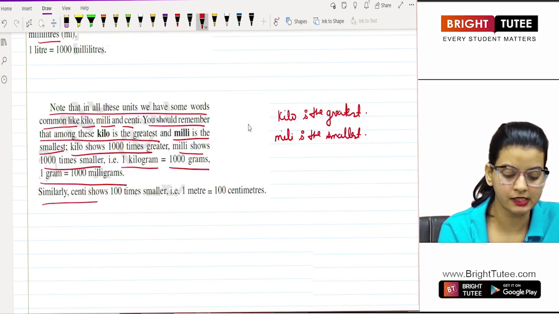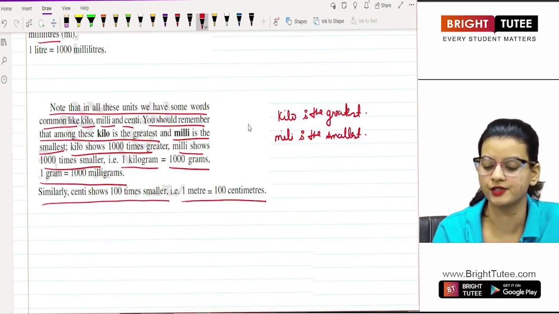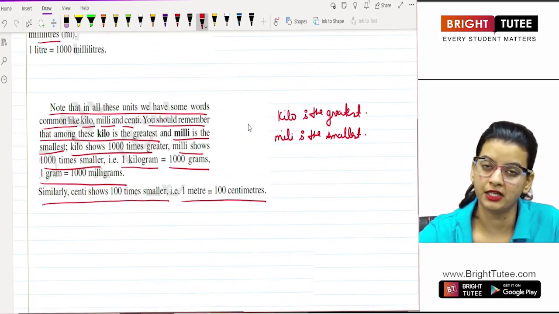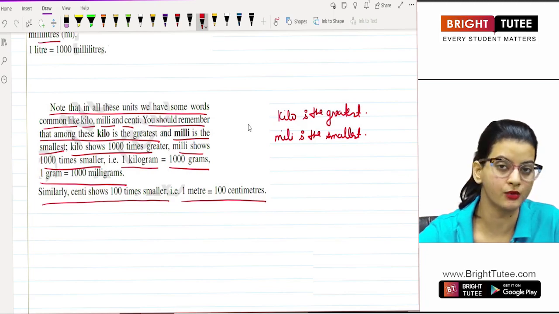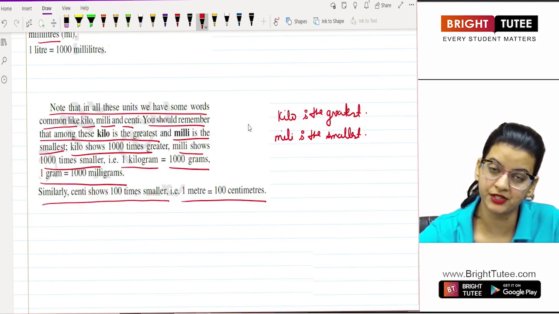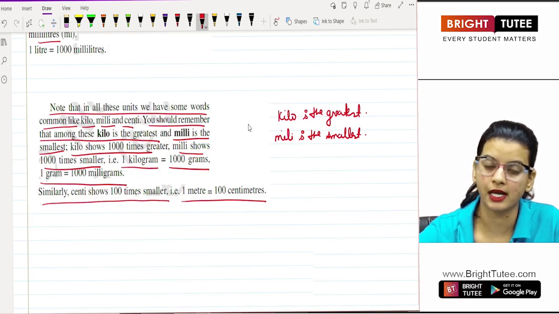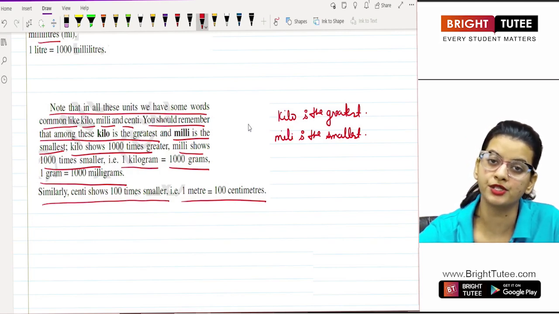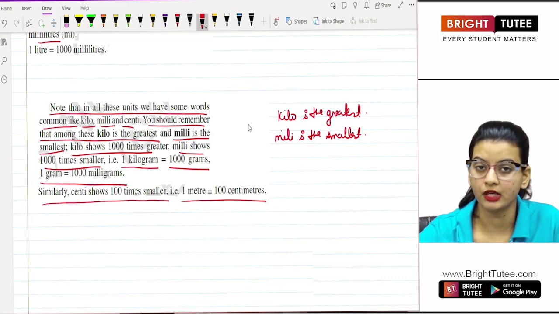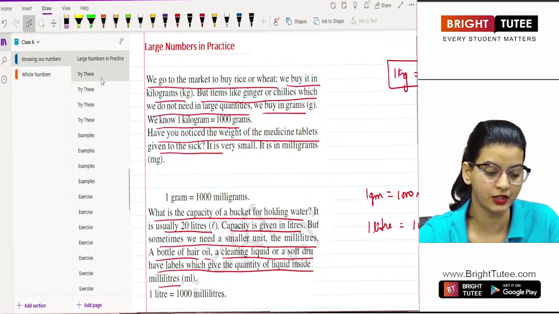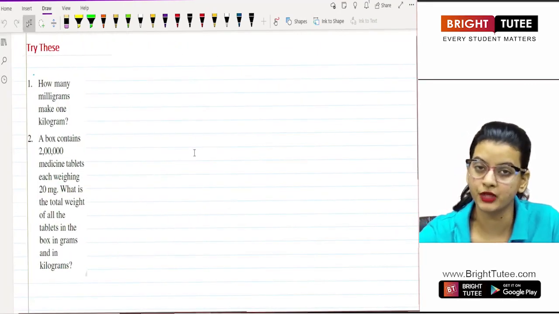Similarly, centi shows 100 times smaller, that is 1 meter is equal to 100 centimeters. So I hope you have understood why we are doing these conversions in meter, centimeter, gram, kilogram and milligram. Kilo shows 1000 times bigger and milli shows 1000 times smaller. That is why 1 meter is equal to 1000 millimeters. But centi shows 100 times smaller, so 1 meter is equal to 100 centimeters. And kilo shows 1000 times bigger, so therefore 1 kilometer is equal to 1000 meters, or 1 kilogram is equal to 1000 grams. This way you are going to remember these things, and it is very useful in day-to-day life.